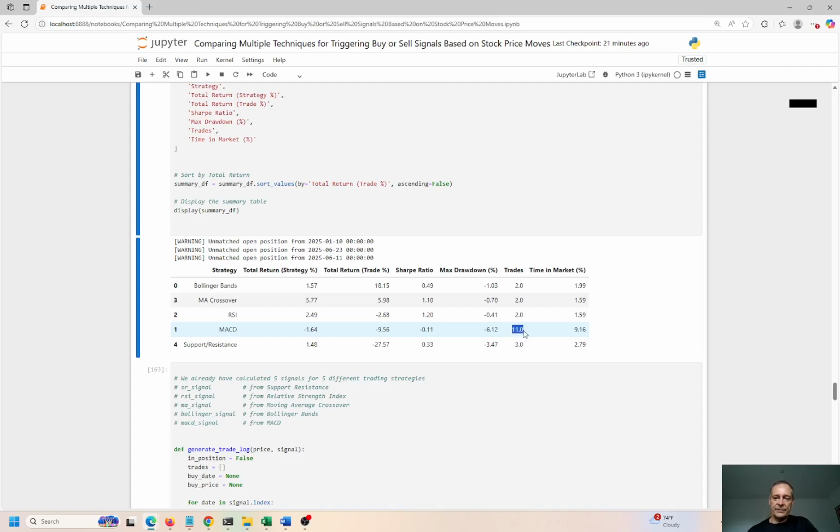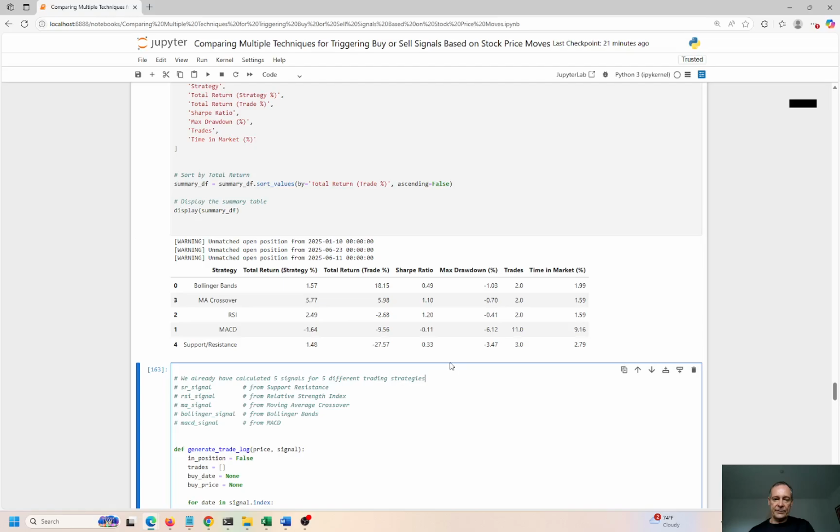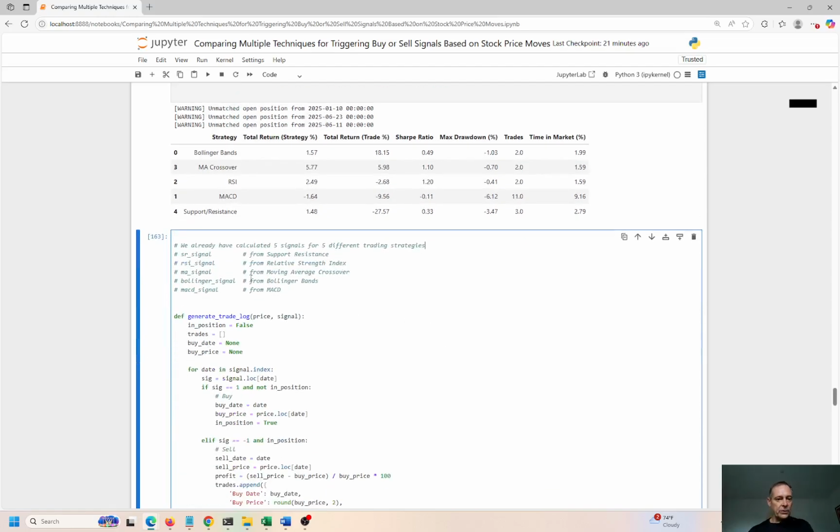So here's the number of trades for that entire strategy and the time in the market in terms of percent. So sometimes you're invested. Sometimes if there's no good opportunities, everything is sitting in cash, right? So if there's no good opportunities, the percent of the investment invested in the market could be pretty small. If there are a lot of opportunities, the investment in the market could be pretty large, right? But at some point, some of your money definitely will be in cash. So here are the 5 strategies. So support resistance, RSI, MA, Bollinger, and MACD.